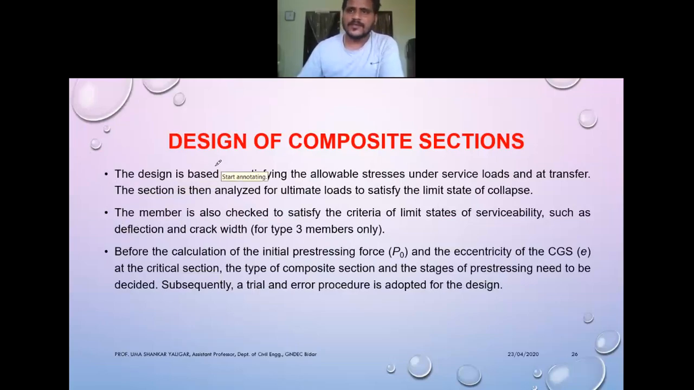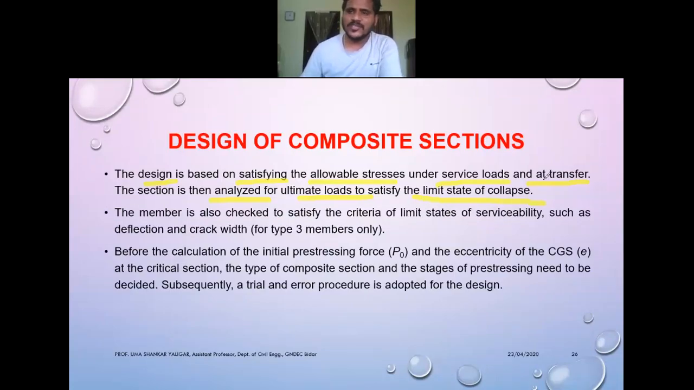Now here, in the design of composite sections, normally the design is based on satisfying allowable stresses. We need to satisfy the allowable stresses under service load and transfer load. That means we need to calculate stresses at the service condition and also at the transfer condition. Then we need to check whether these stresses are within the allowable stresses or not. Along with that, the section should be analyzed for the ultimate loads, to satisfy the limit state of collapse.